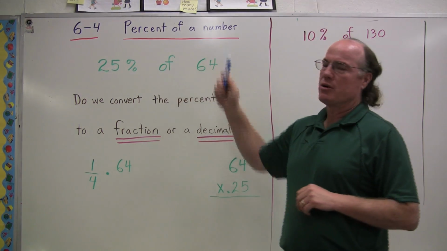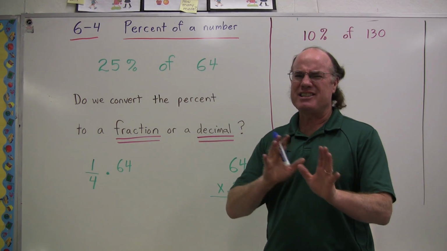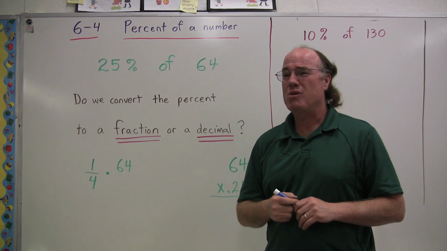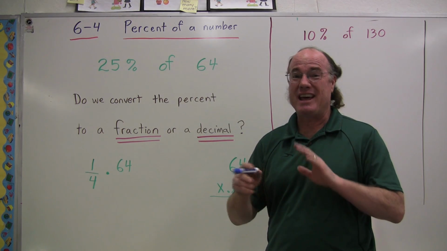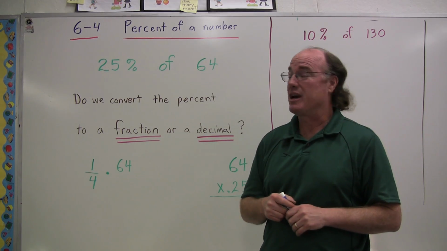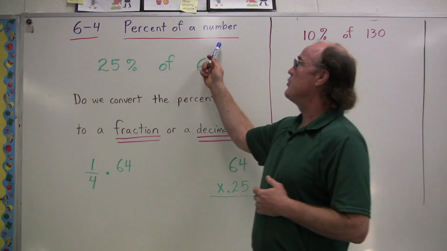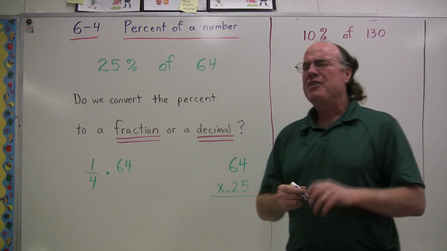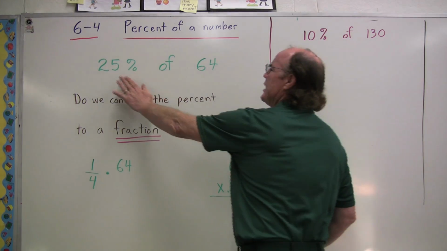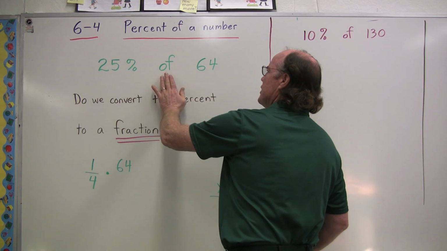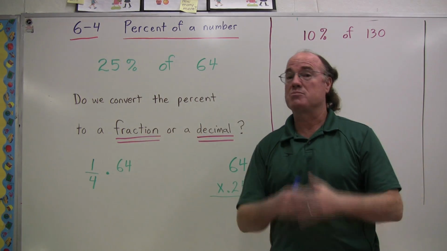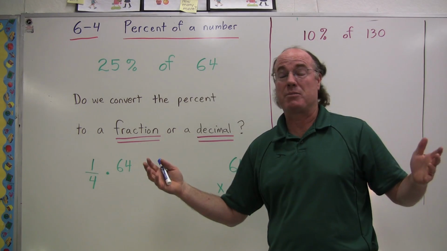6-4, percent of a number. We've skipped 6-3. Some of your teachers may want to try the estimating thing in 6-3, but I just don't think the book does a very good job. So we're going to 6-4, percent of a number, and this can be a little difficult because when we take 25% of 64, and on your workbook there's like 25 problems, it's all the same thing.